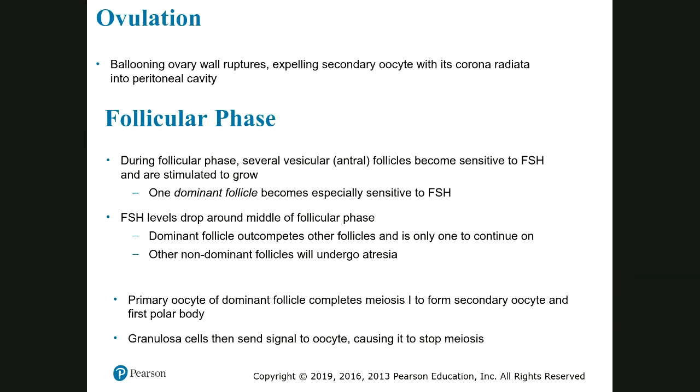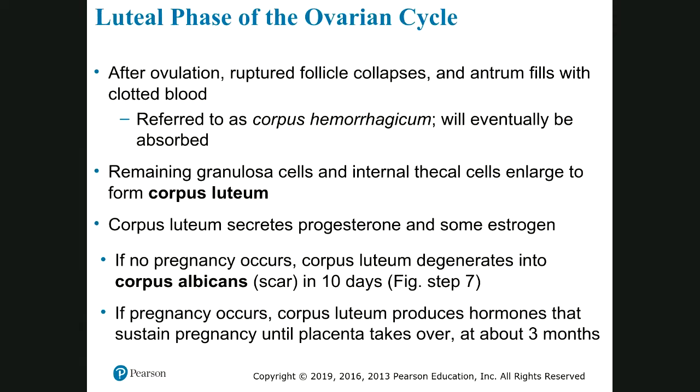And why will it stop at meiosis II if there is no fertilization? Because the granulosa cells will send a signal causing it to stop at meiosis. So after ovulation, we have a rupture of the follicle. The antrum is filled with clotted blood, referred to as corpus hemorrhagicum, that would eventually be absorbed.